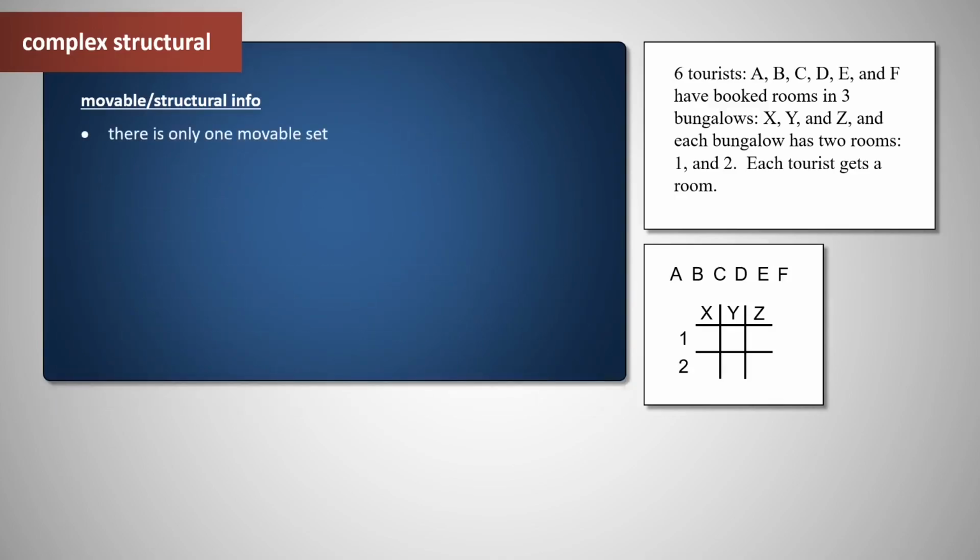The other thing to remember is that there's always going to be only one movable set. So in this case, we have the tourists. They're the only ones we're moving around. We're putting that into this grid, into the rows and into the columns.